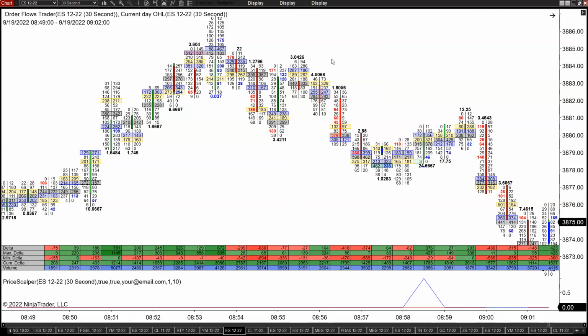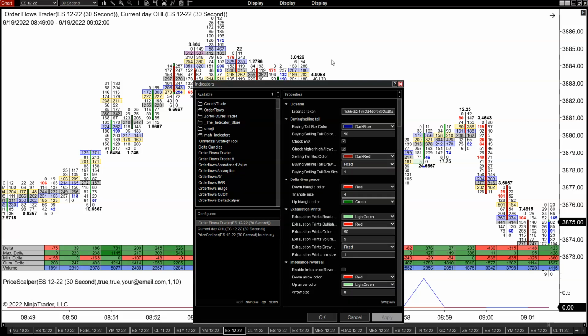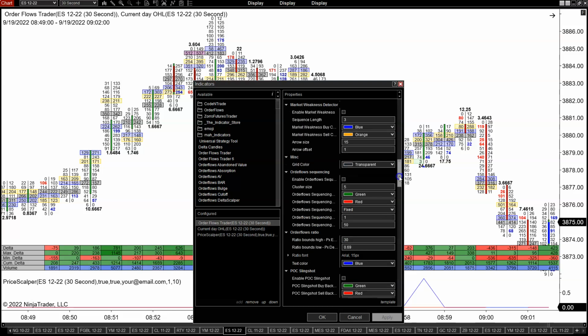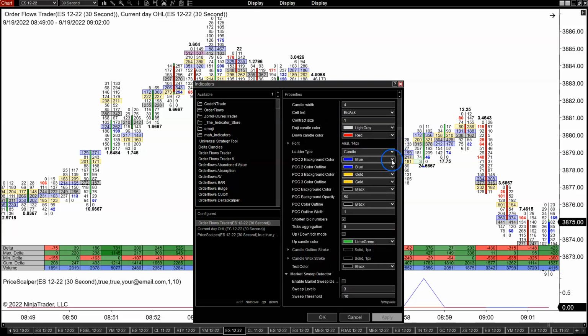I don't want you guys thinking you've got to put up point of control 2 and point of control 3 on your chart. You don't really need them unless you're a point of control fanatic and you're really into it.